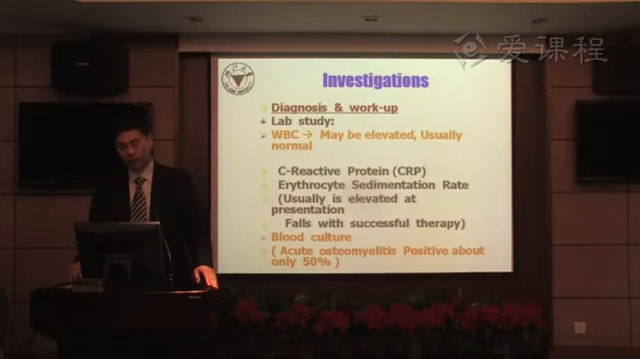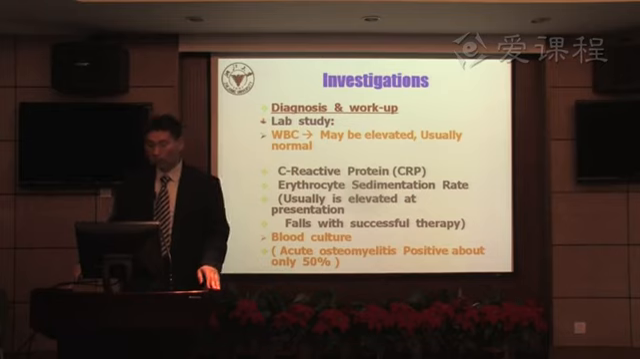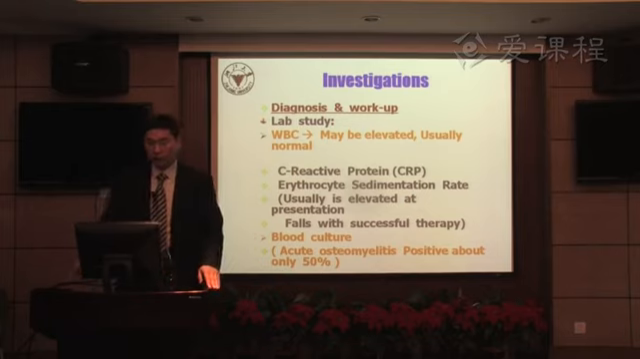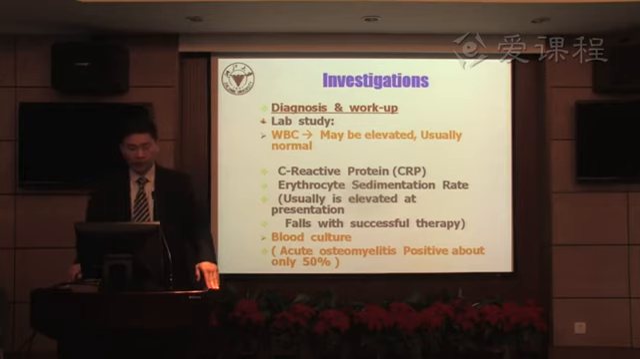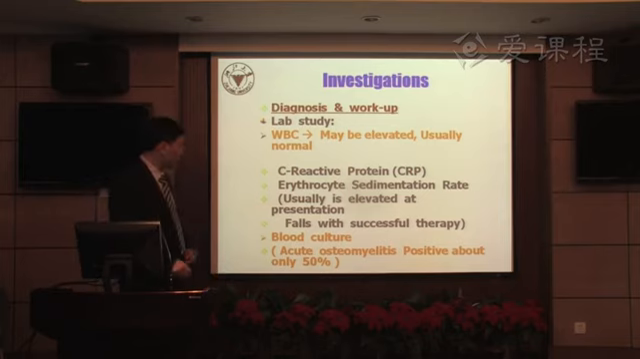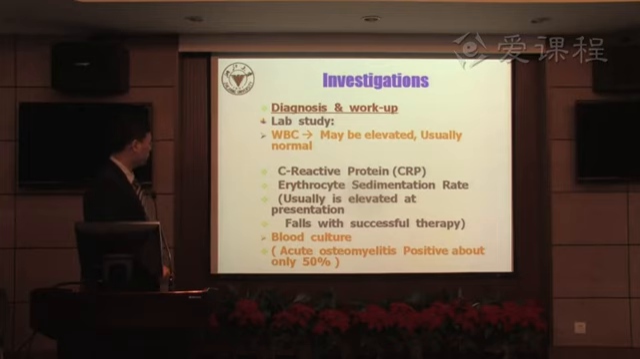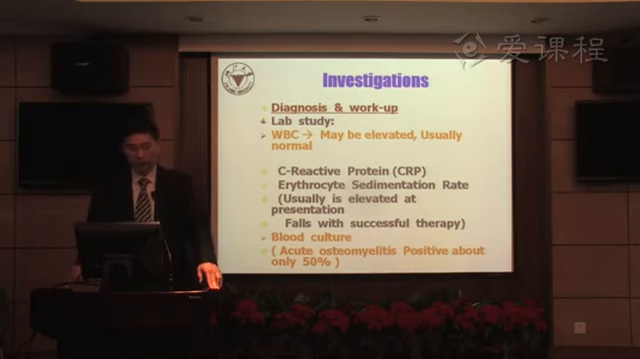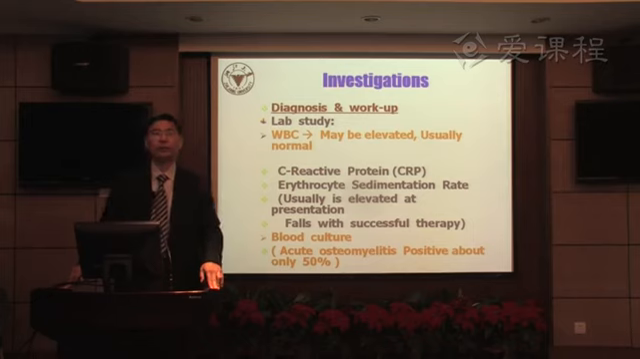The CRP is usually evaluated at presentation. And fourth, with successful therapies, both the CRP and the ESR fall. And the blood culture was the gold standard for this. If you get positive blood cultures, bacterial growth, this means we can diagnose this infection. In acute osteomyelitis, the blood culture is positive in just 50%.